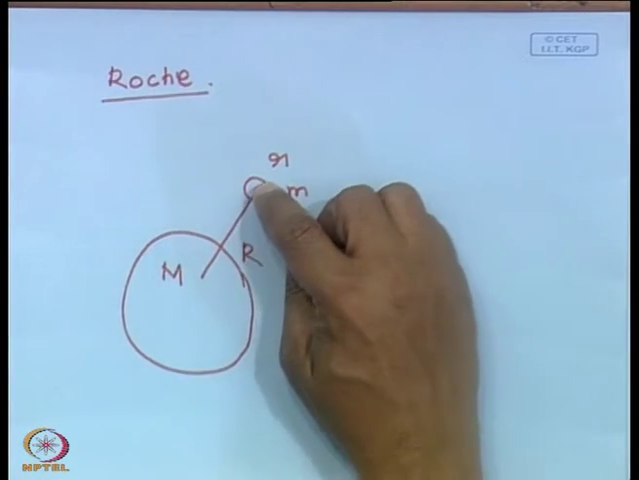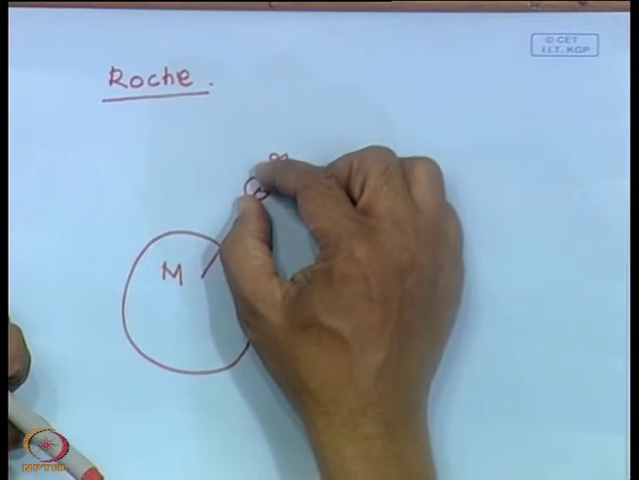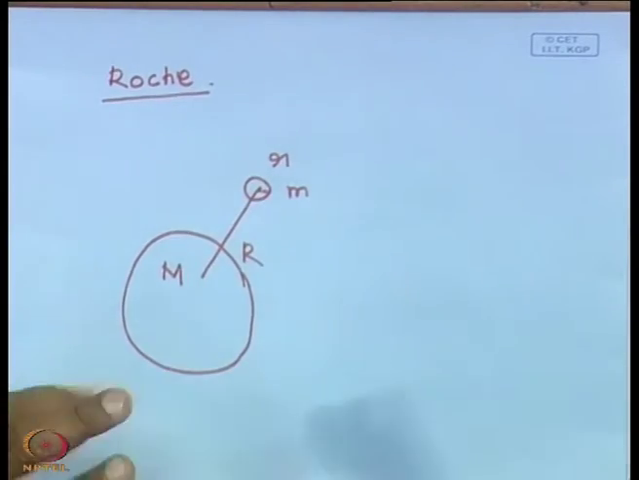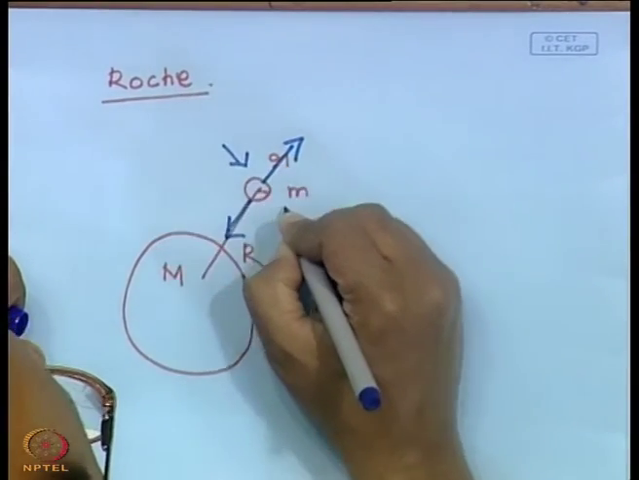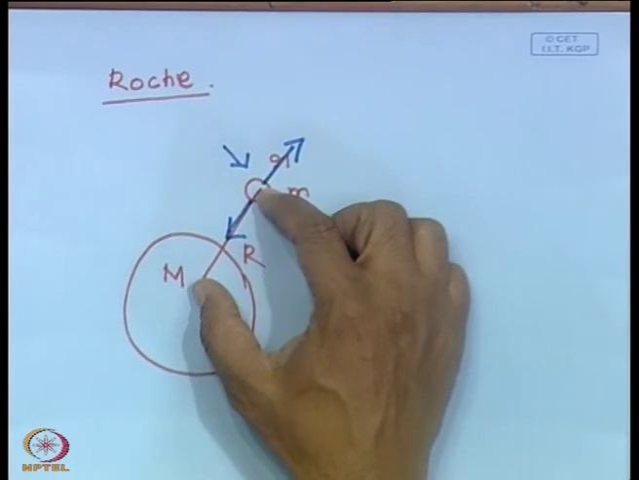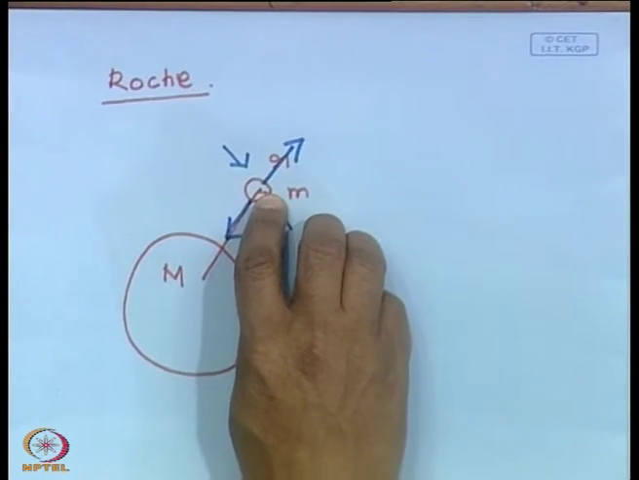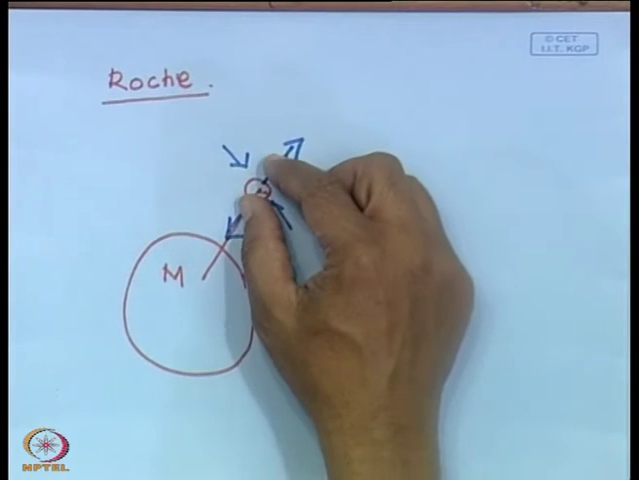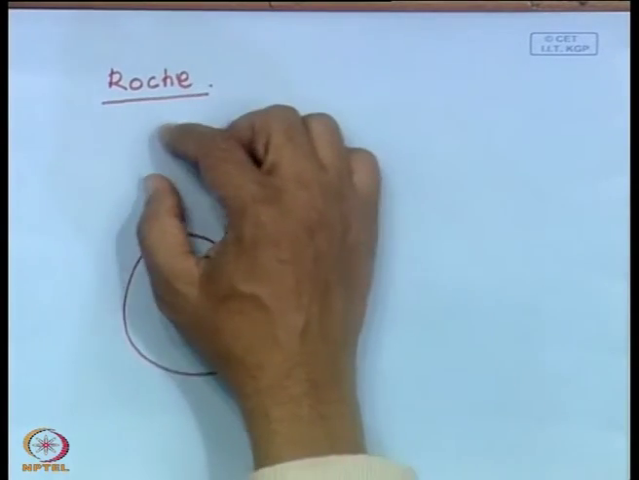Now, this object over here will experience the tidal forces due to this big massive object, and the tidal forces will try to pull this object apart along the radial direction. The tidal forces will try to pull it apart here like this, and it will try to compress it like this. That is what we have seen. Now, there will be a distance, and if you bring this object closer than that, then the tidal forces will be more than the gravitational forces that hold this object together. If this happens, then this object will be tidally broken.